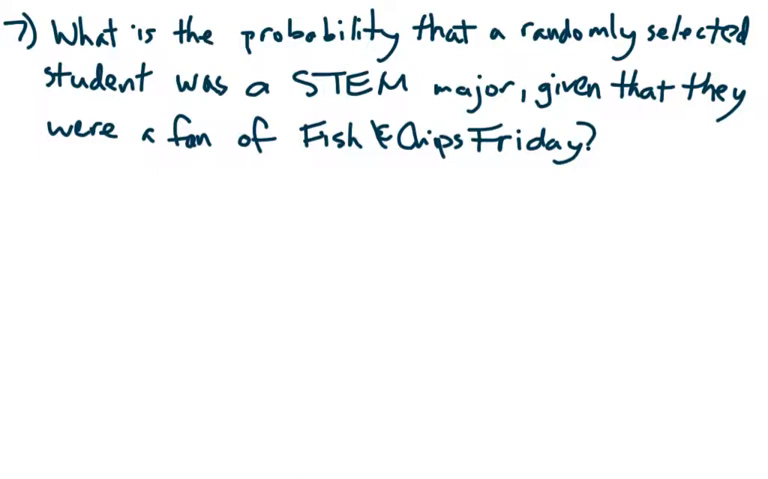Which totals do you need? Try to do this one by yourself, and we'll check together in just a second. So, what is the probability that a randomly selected student was a STEM major, given that they were a fan of Fish and Chips Friday?